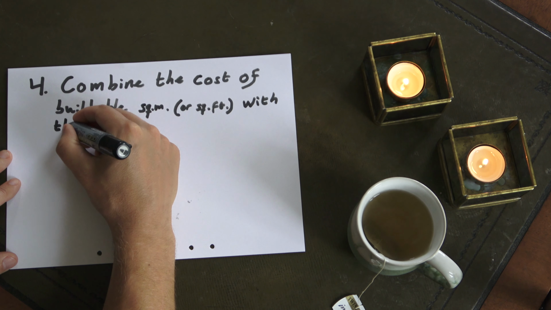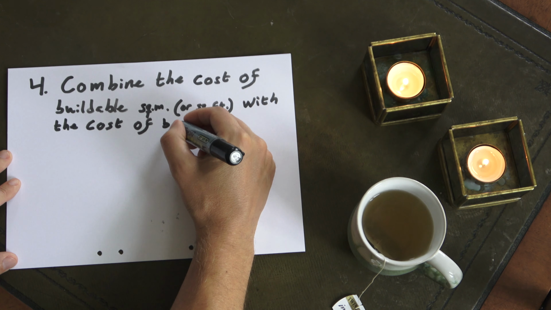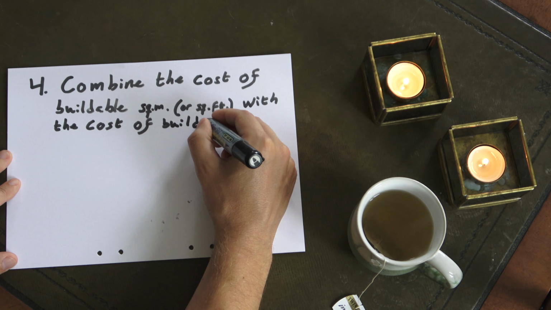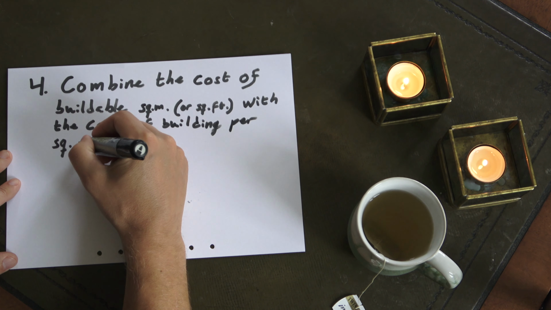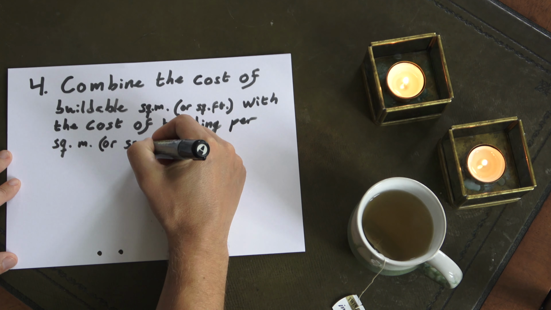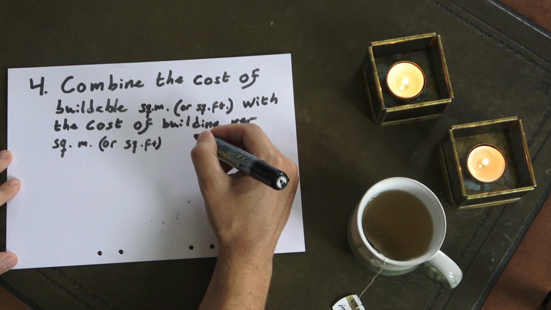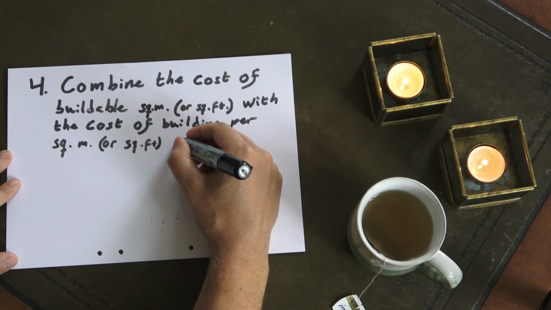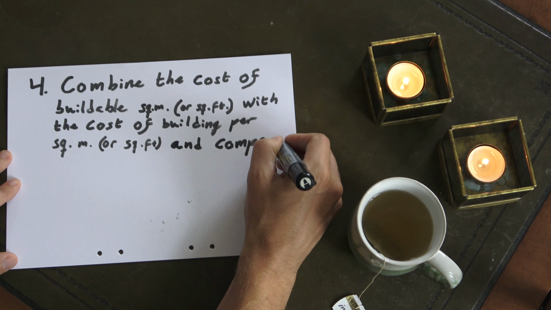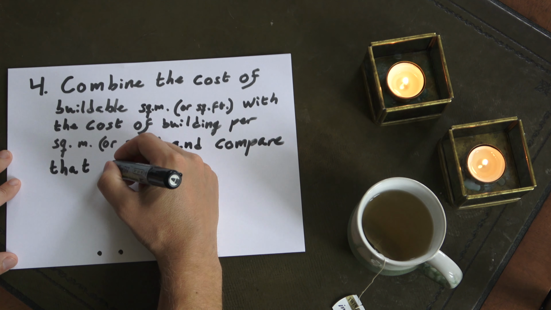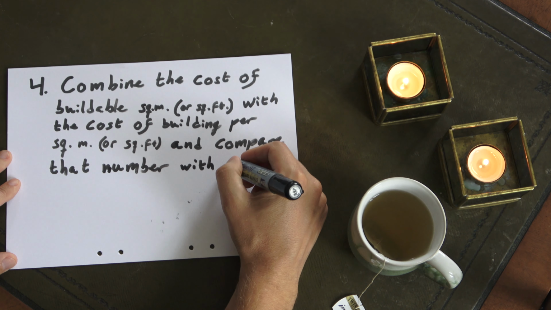So the price per buildable square meter, meaning the total amount you paid for the land divided by the amount of square meters you're allowed to build, and then you add the number you got in step 3, meaning the cost of building per square meter or square foot, right? So you take the land cost per square meter plus the building cost per square meter and put those two together to get a complete cost per finished square meter of house.